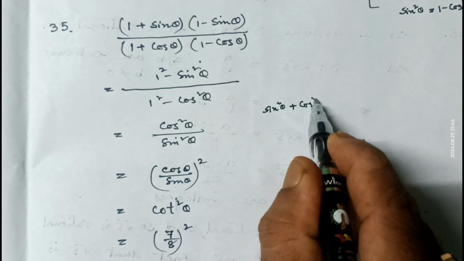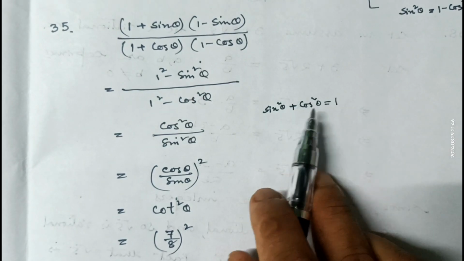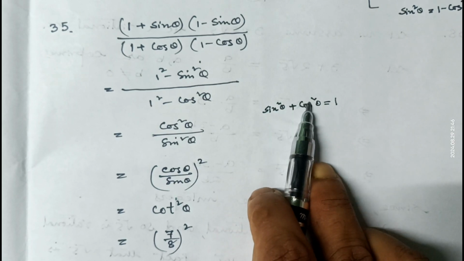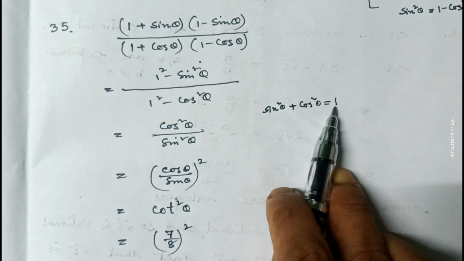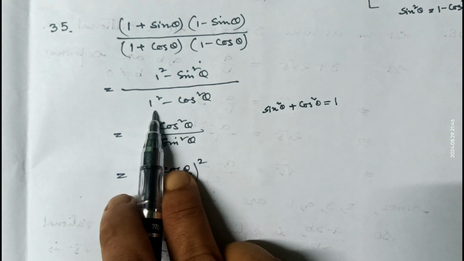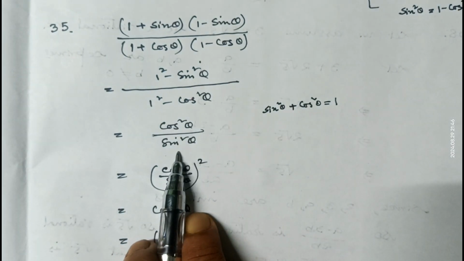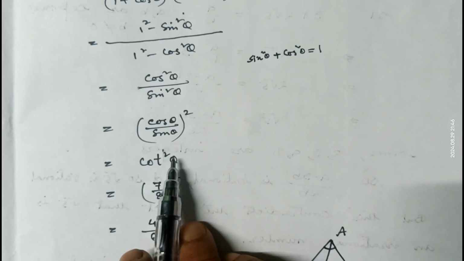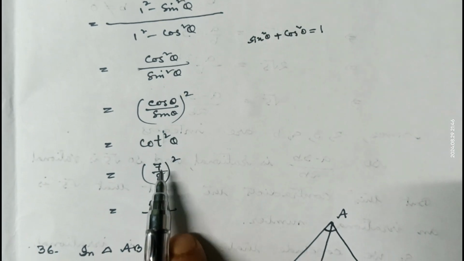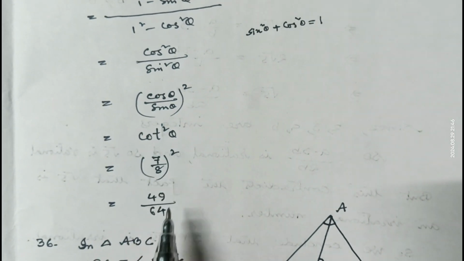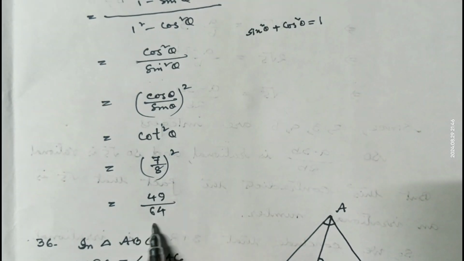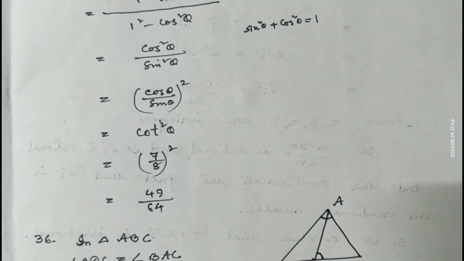We know sine square theta plus cos square theta is equal to 1. Now 1 minus cos square will be sine square. If I transfer this cos square to the other side, it will be minus. So 1 minus cos square will be sine square. So instead of 1 minus cos square we are writing sine square. Now we know cos by sine is cot. So cos square theta by sine square theta will be cot square theta. In the question it is given cot theta is 7 by 8. So cot square theta will be 7 by 8 whole square. 7 square is 49, 8 square is 64. So 49 by 64 is the correct answer.